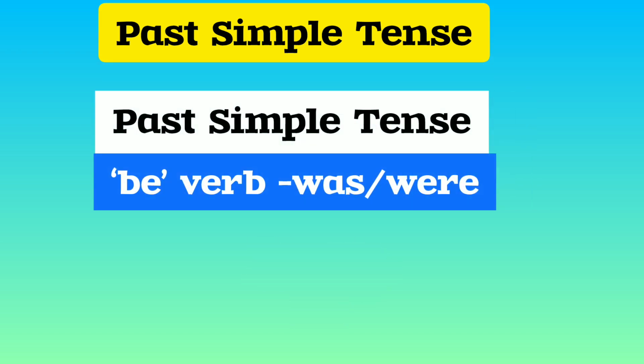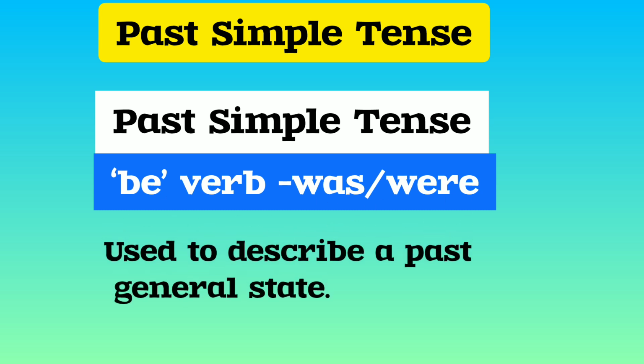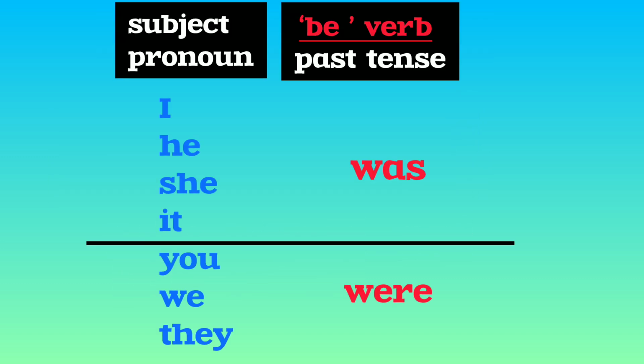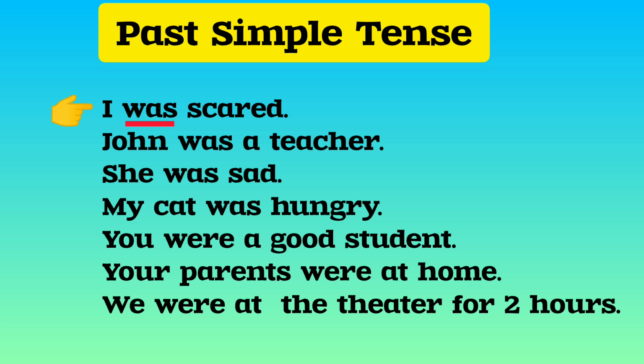First of all, I am going to talk about the be verb in the past simple tense, and it's used to describe a past general state. We use the be verb was and were in this tense. So let us have a look. I was scared. John was a teacher.